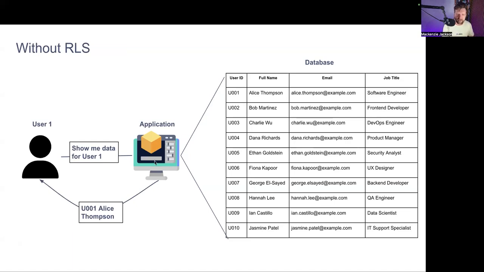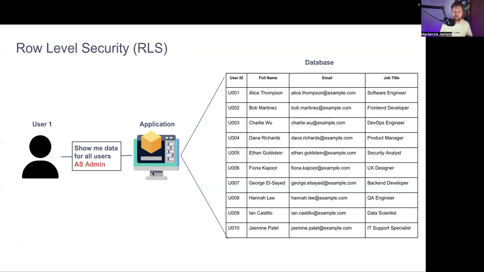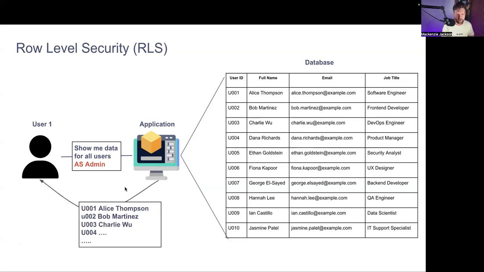But all of that logic is in the application. If we trick the application by doing something like SQL injection, and we pretend that we're an admin, and I'm saying, hey, I want you to show me all the data for everyone, then the application will do that if it thinks you have the permission. This is where row-level security is different.